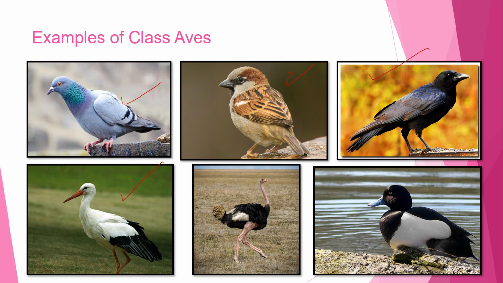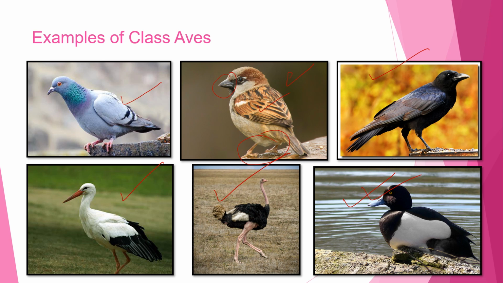This one is white stork. This one is ostrich, and this one is male tufted duck. So these are a few examples I have taken. There are many birds under this class Aves. If you match the characteristics, they have a horny beak, one pair of limbs, their forelimbs are modified into wings, they have feathers all over their body, they lay eggs, and they have lungs for respiration. So these are the main things of this class Aves.